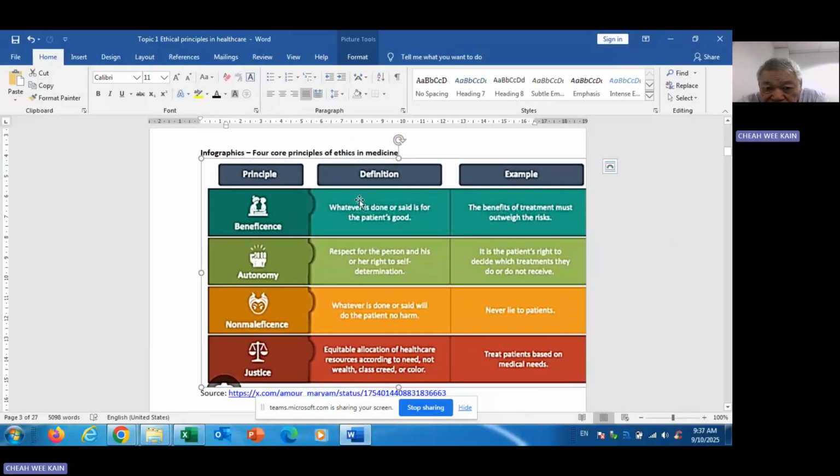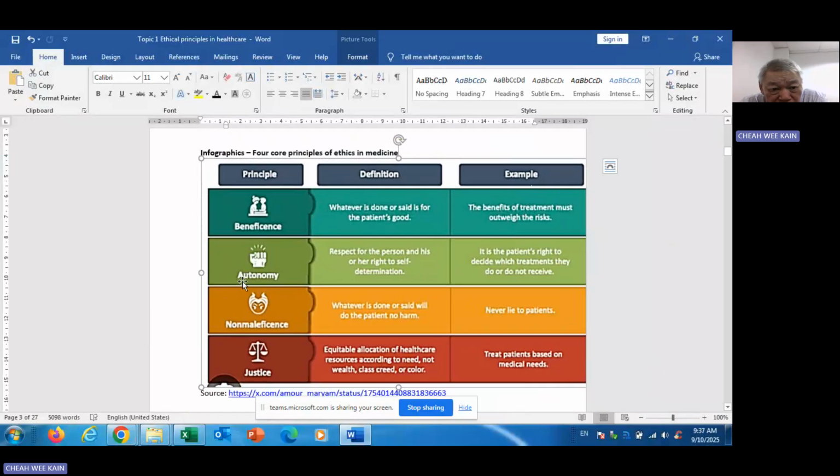Beneficence, definition: whatever is done or said is for the patient's good. Example, the benefit of treatment must outweigh the risk. So sometimes when a new drug comes out, with potential side effects, we have to tell the patient.